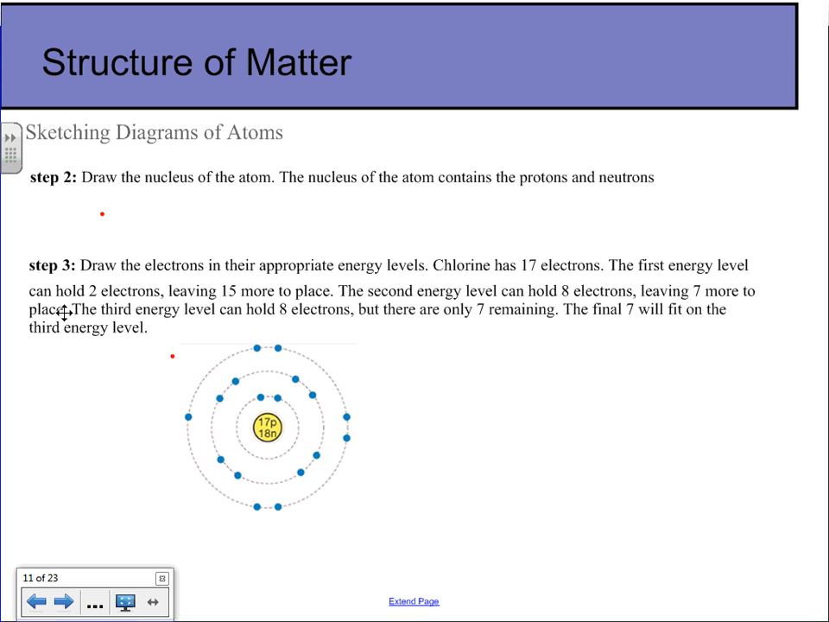Next we need to draw the nucleus of the atom. The nucleus of the atom contains the protons and neutrons. Then we draw the electrons in their appropriate energy level. Chlorine has 17 electrons, so the first energy level can hold 2 electrons, as we see here, 1 and 2, leaving 15 more to place. The second energy level can only hold 8 electrons: 1, 2, 3, 4, 5, 6, 7, 8, leaving 7 more to place. The third energy level can hold 8 electrons, but there are only 7 remaining, so the final 7 will fit on the third energy level: 1, 2, 3, 4, 5, 6, and 7.